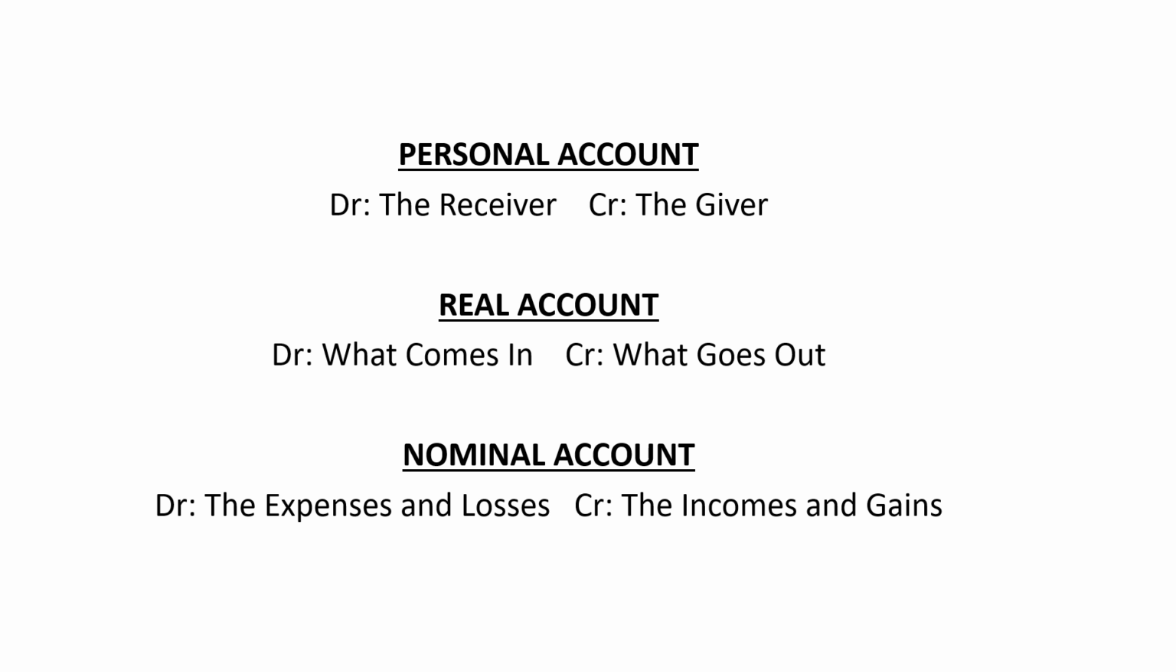For example, take the real account: goods purchased for cash. When you are purchasing goods for cash, goods are coming in and cash is going out. If machinery is purchased for the organization, machinery is coming into the organization and cash is going out. So the rule is debit what comes in, credit what goes out.